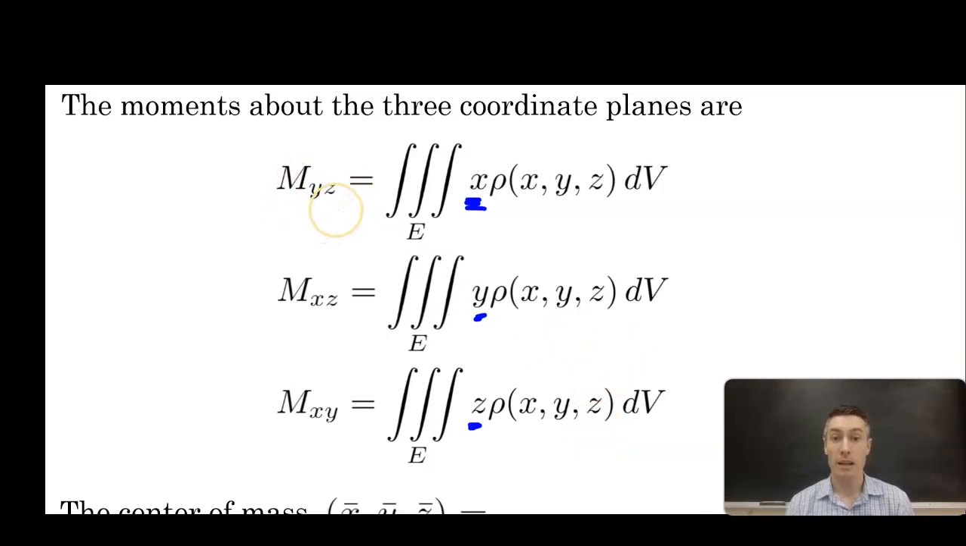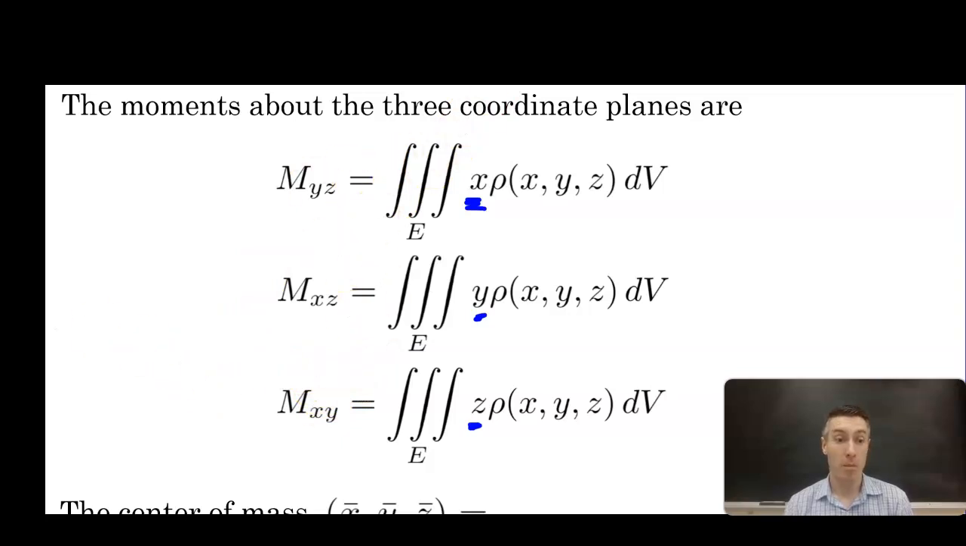The subscript is yz, yet in the triple integral we're multiplying by a factor of x, and it's all based on what we're fixing. If we're fixing the yz plane, then we're measuring the distance from that plane, which is the x coordinate of any point. And we can go through that argument for the other 2 moments as well.